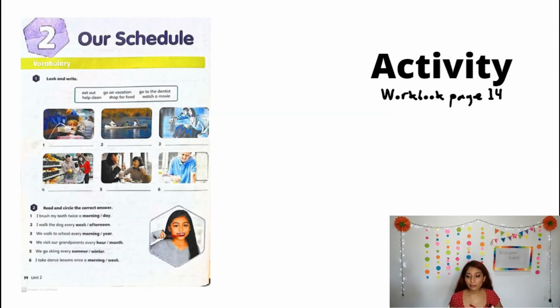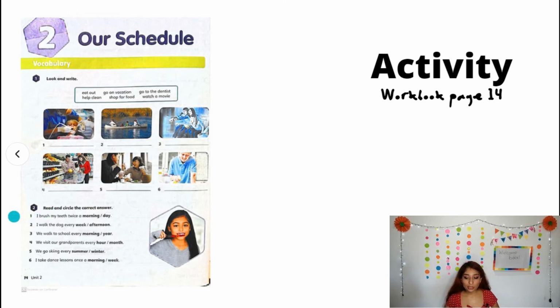So the last activity for today is on page 14 from the workbook. This is the workbook, and I'm leaving you the pictures if you don't have your workbook. You have our schedule, look and write. We have the vocabulary: eat out, go on vacation, go to the dentist, help clean, shop for food, and watch a movie. 1, 2, 3, 4, 5, and 6. So it's super easy. You are only going to write the names under each picture, and when you finish, you can do activity 2, and it says read and circle the correct answer.